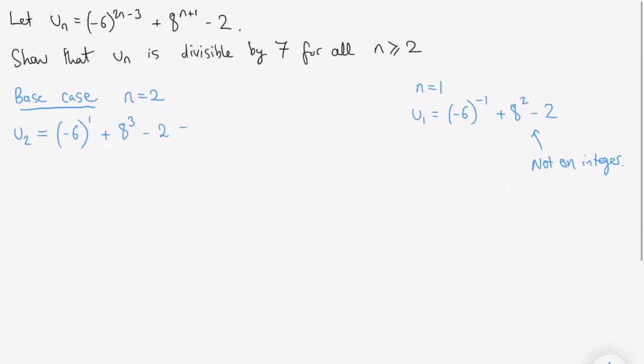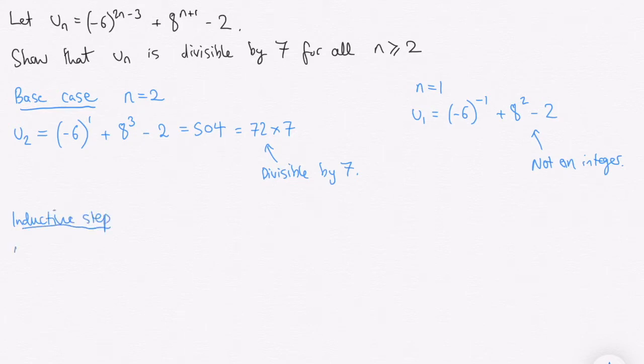u_2 equals negative 6 to the power of 2 times 2 minus 3, which is 1, plus 8 to the power of 3, subtract 2. Well, that is 504, which is 72 times 7, so it definitely is divisible by 7. And now we want to do our inductive step.